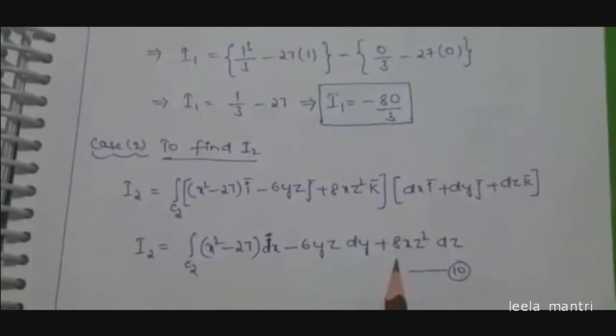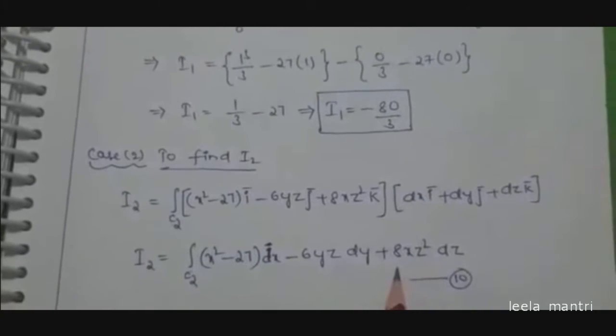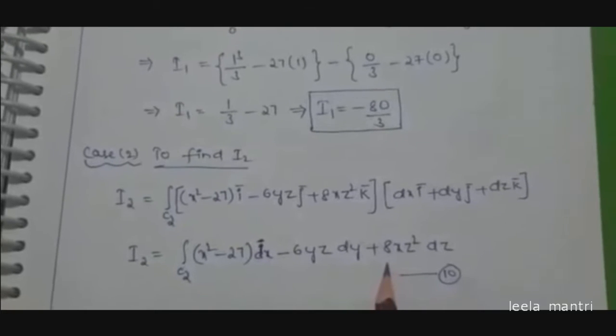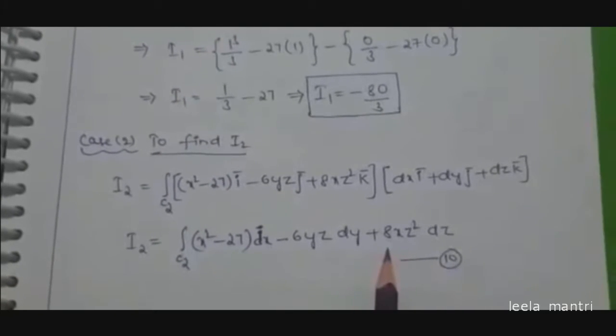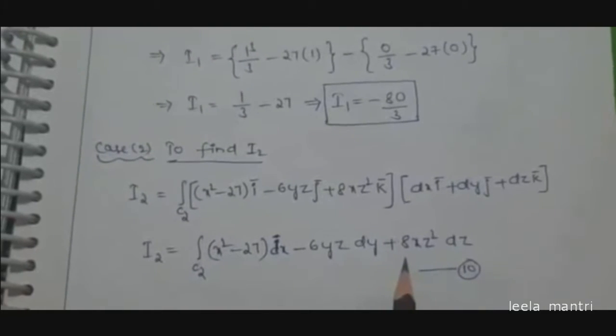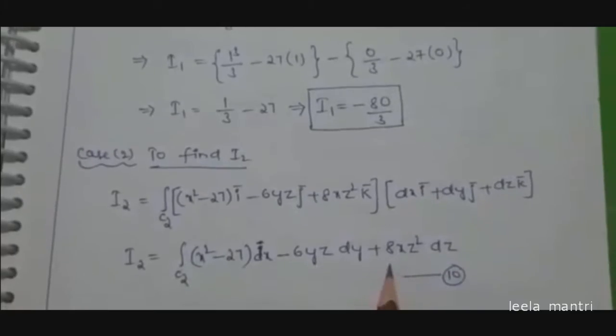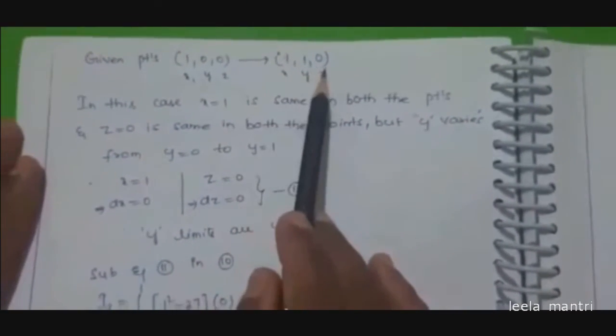We will be seeing that in the given points, if you are having a common value from both points, you directly make the substitution here and find out the respective derivatives. Where the variable has different values at the two points, that will be converted in terms of limits. For the second case, we are having the points from 1, 0, 0 to the point 1, 1, 0.